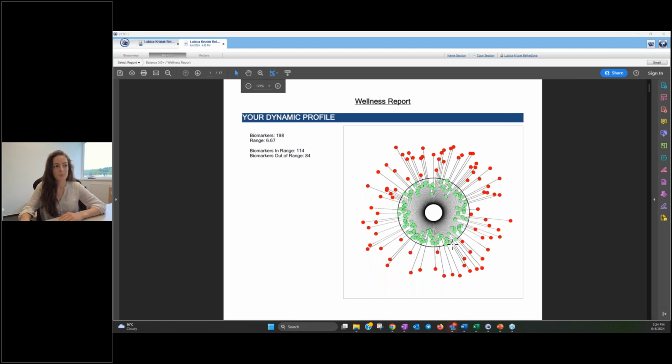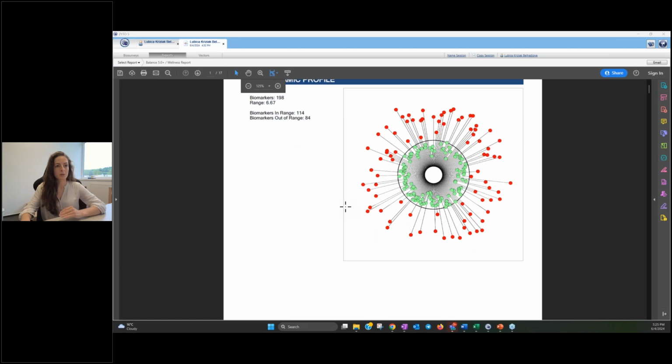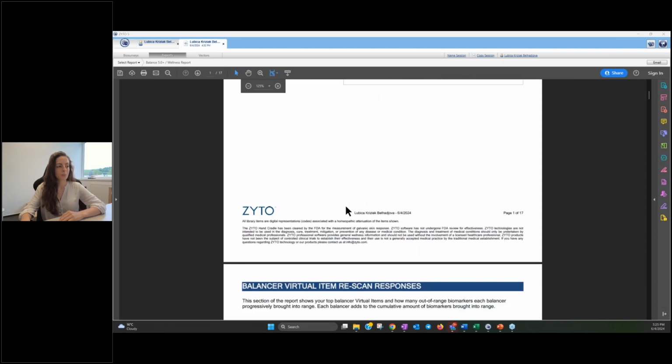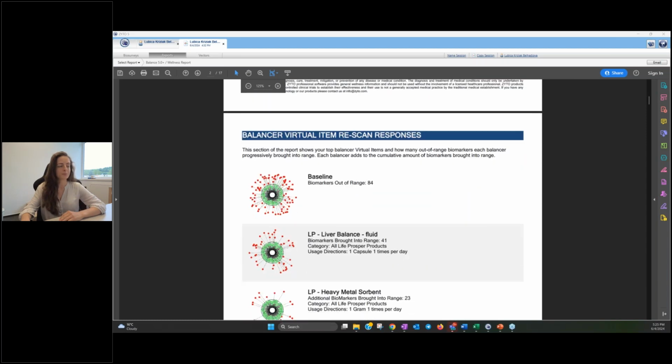So the range is this big circle. Everything that is inside is a normal response, very similar to your normal response. And everything that is outside is a stressed response. So those are the things that we want to focus on, the things that we want to work on, and we want to move them back to your normal area, back to no stress mode, right? So let's just run through the report, scroll through the report and see what else is there.